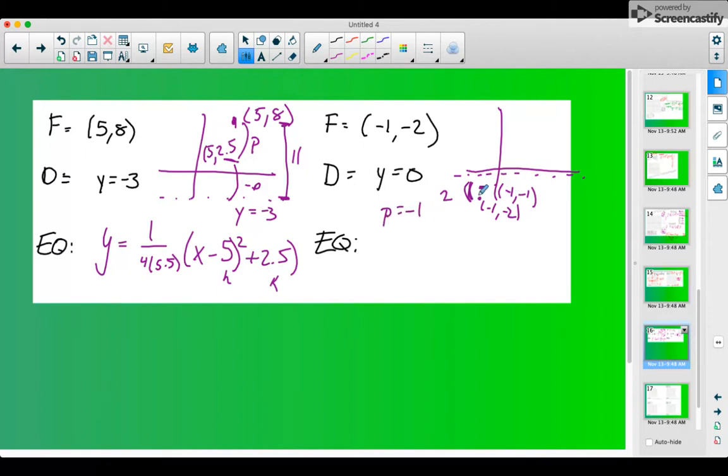Wait a minute, why is P negative? Well, it's because to go from our vertex to our focus, we had to go downwards. So when I set up my equation, 1/4 times -1, x minus a -1 plus k, in this case -1, or y equals -1/4 times (x plus 1) squared minus 1.